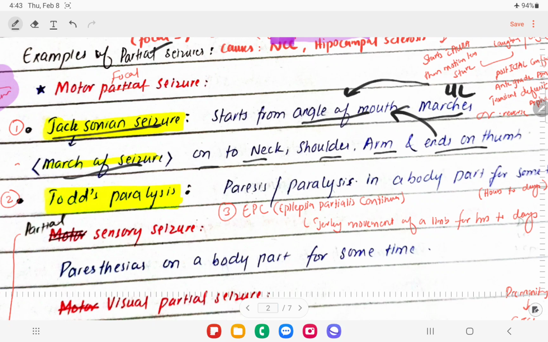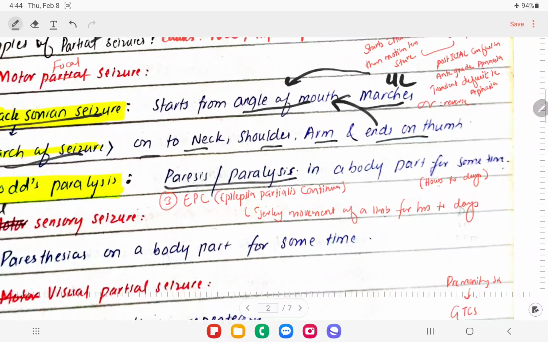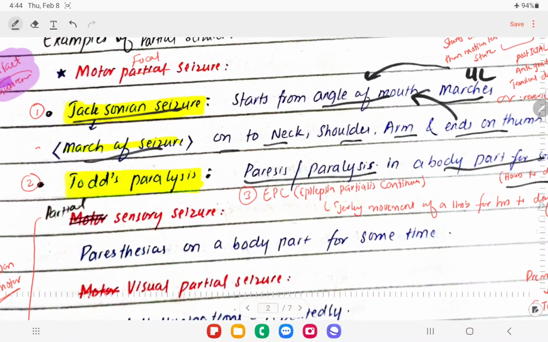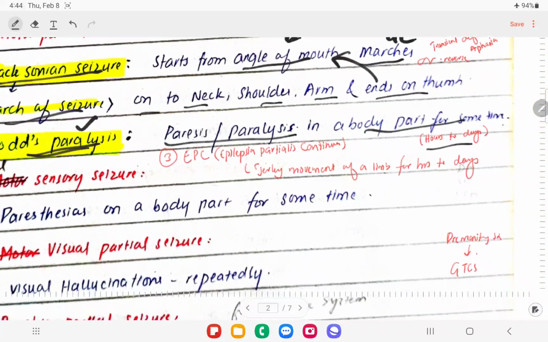The next thing is Todd's paralysis. So after this seizure activity, the patient will be having paralysis or paresis in the body. It can remain for hours to days, right? But there is recovery after that, right? So this is called Todd's paralysis. And another thing is, if this jerky movement continues for hours to days, we're gonna call it EPC, that is epilepsia partialis continua, right?